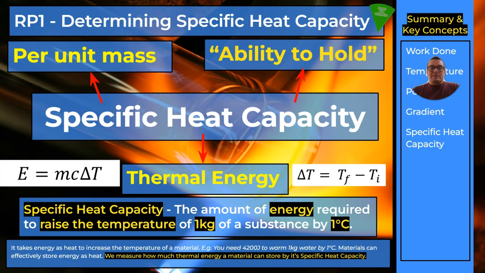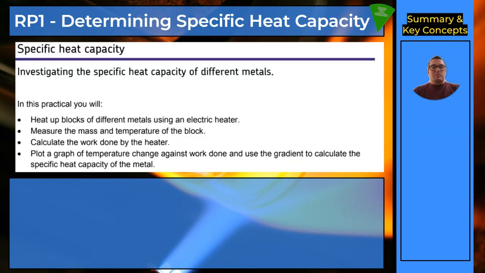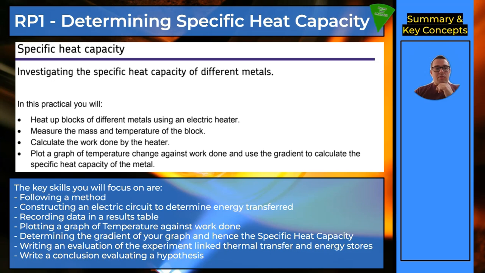So specific heat capacity is the amount of energy required to raise the temperature of 1 kilogram of a substance by 1 degree C. In other words, how much heat energy can an object hold, can it store? And so if we're trying to investigate that, or trying to work it out, we need to take some measurements. So the practical that you need to be aware of is particularly how we can work it out for metal blocks, or we could also work out the specific heat capacity of liquids. So either of those two scenarios you should be aware of.